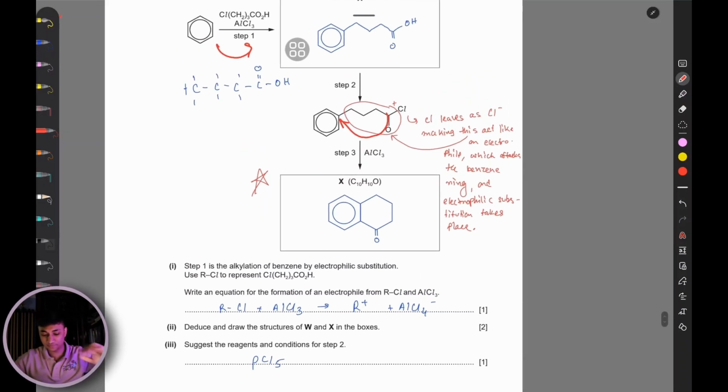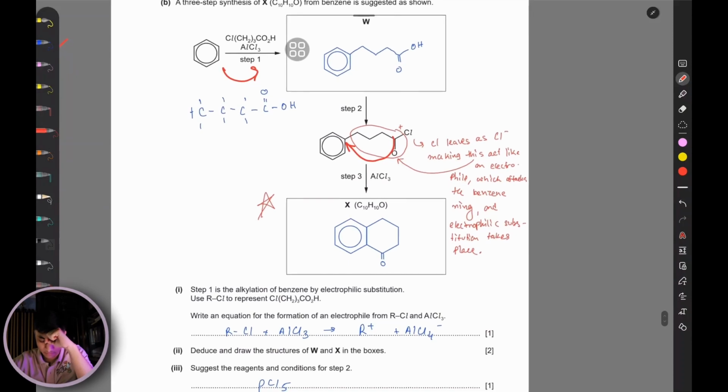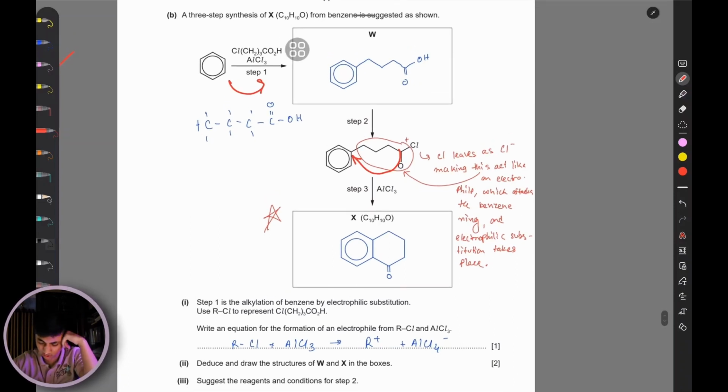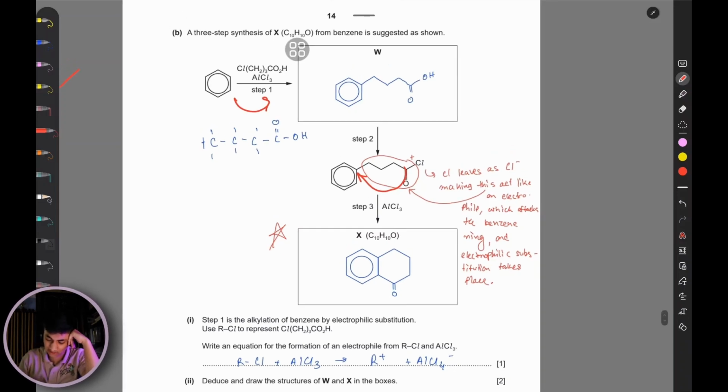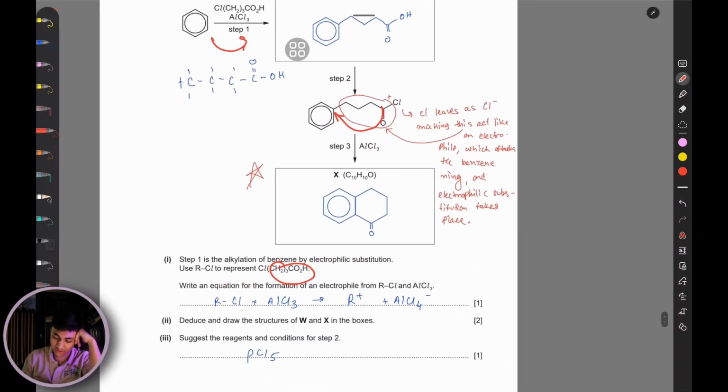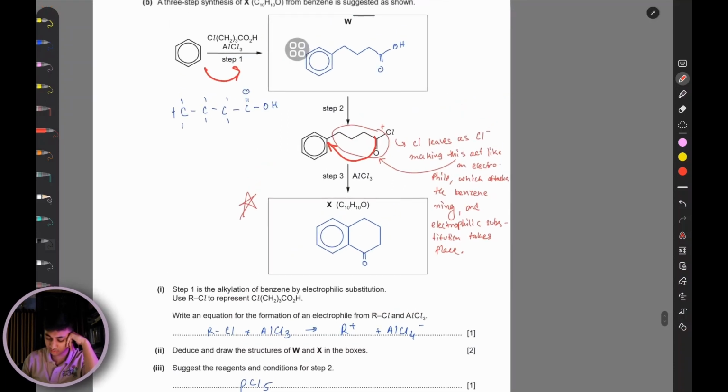Right. So, question 1, they're asking you, step 1 is the alkylation of benzene by electrophilic substitution. Use acyl chloride to represent Cl bonded to this R group. Write an equation for the formation of the electrophile from the acyl chloride and AlCl3. Very simple. It will lose this Cl and it will lose it to AlCl3, forming the R plus electrophile. So this all will have a positive charge, and AlCl4 minus is created as an intermediate. Now deduce the structure of W and X.